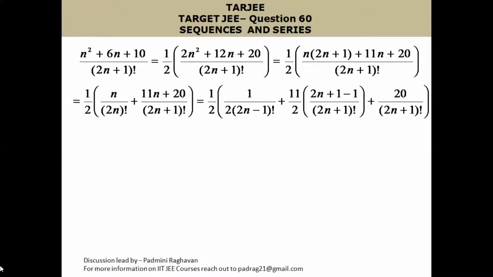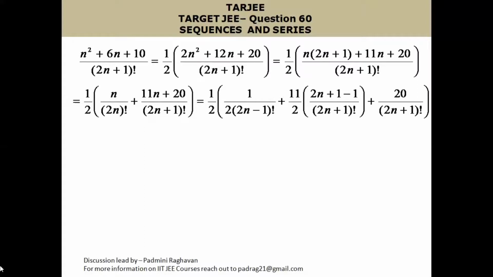In the second term, we have a 11n plus 20. We need to make it free from n, but the denominator is a (2n plus 1) whole factorial. So we should try to bring the 2n plus 1 in the numerator. Let us split 11n plus 20 as 11n by (2n plus 1) factorial plus 20 by (2n plus 1) factorial.